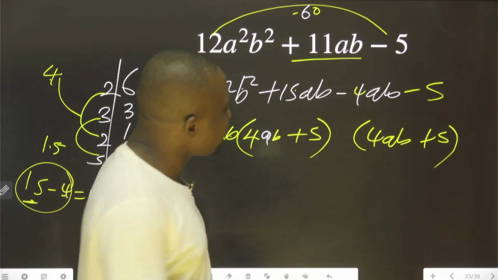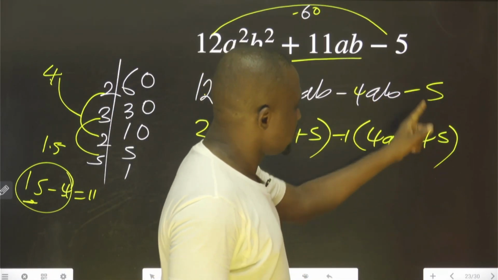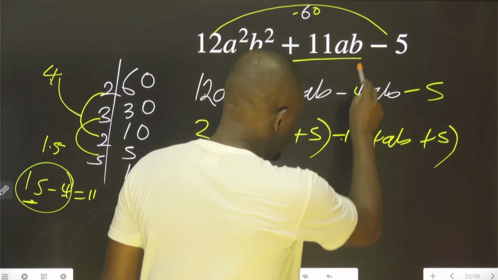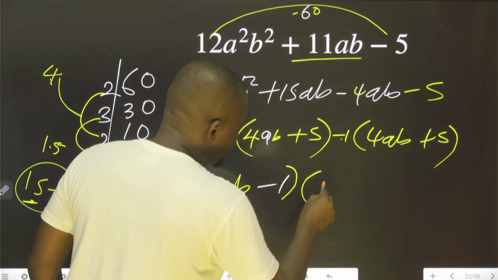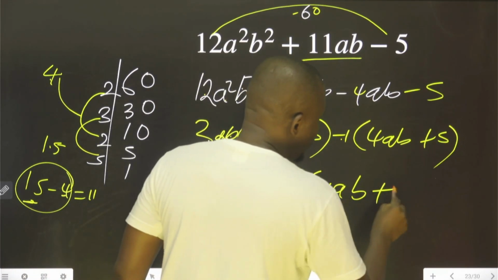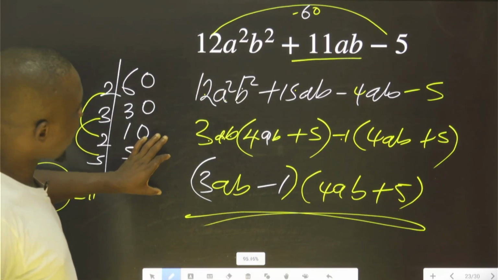What can I do to this to have this is minus 1. We produce also minus 5. The same thing. Now 3AB minus 1, 4AB plus 5. This is the answer. Okay? Now, you can expand if you want.